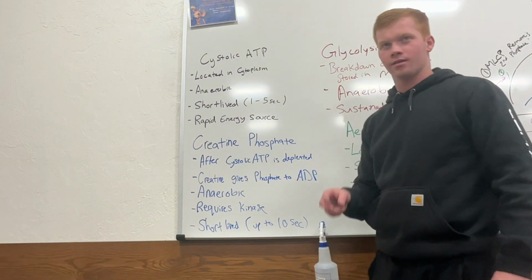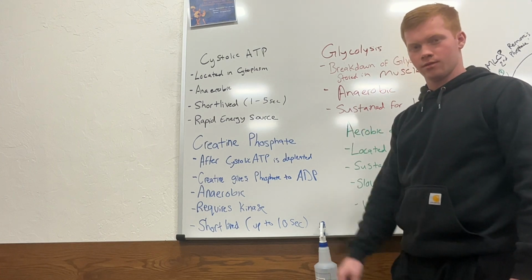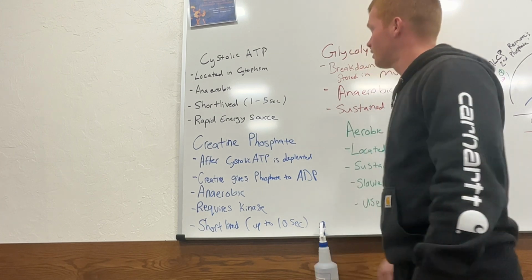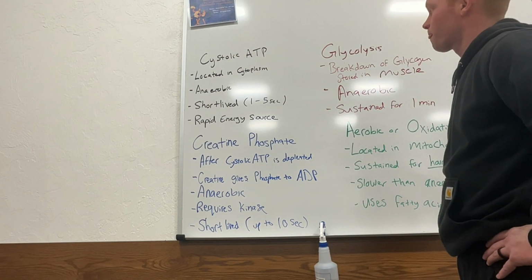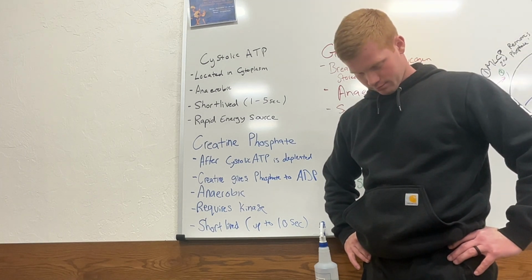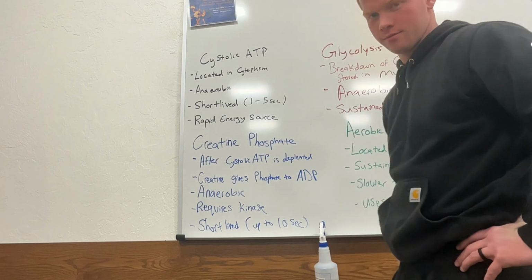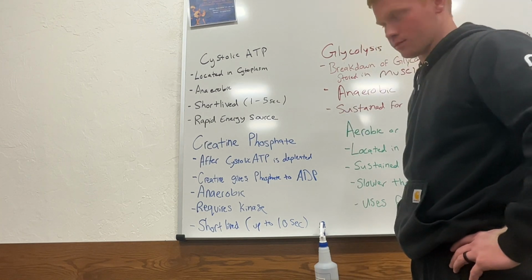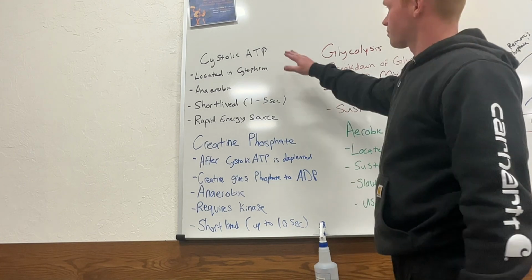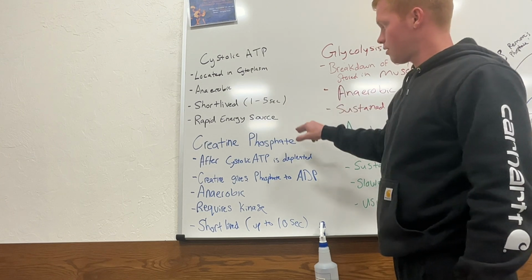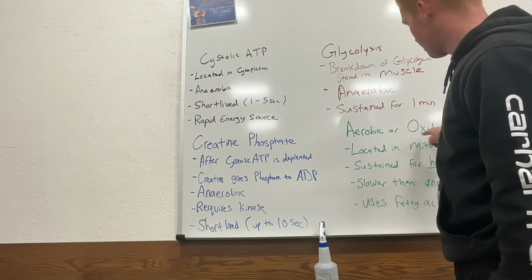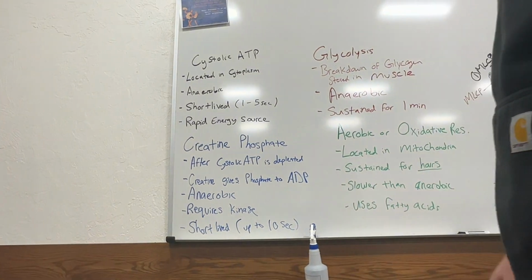All right, so this is part 2 of Unit 2, essay question number 1. We're going to talk about sources of energy for the muscles. There's 4 we talked about in the book: cytosolic ATP, creatine phosphate, glycolysis, and aerobic or oxidative respiration.